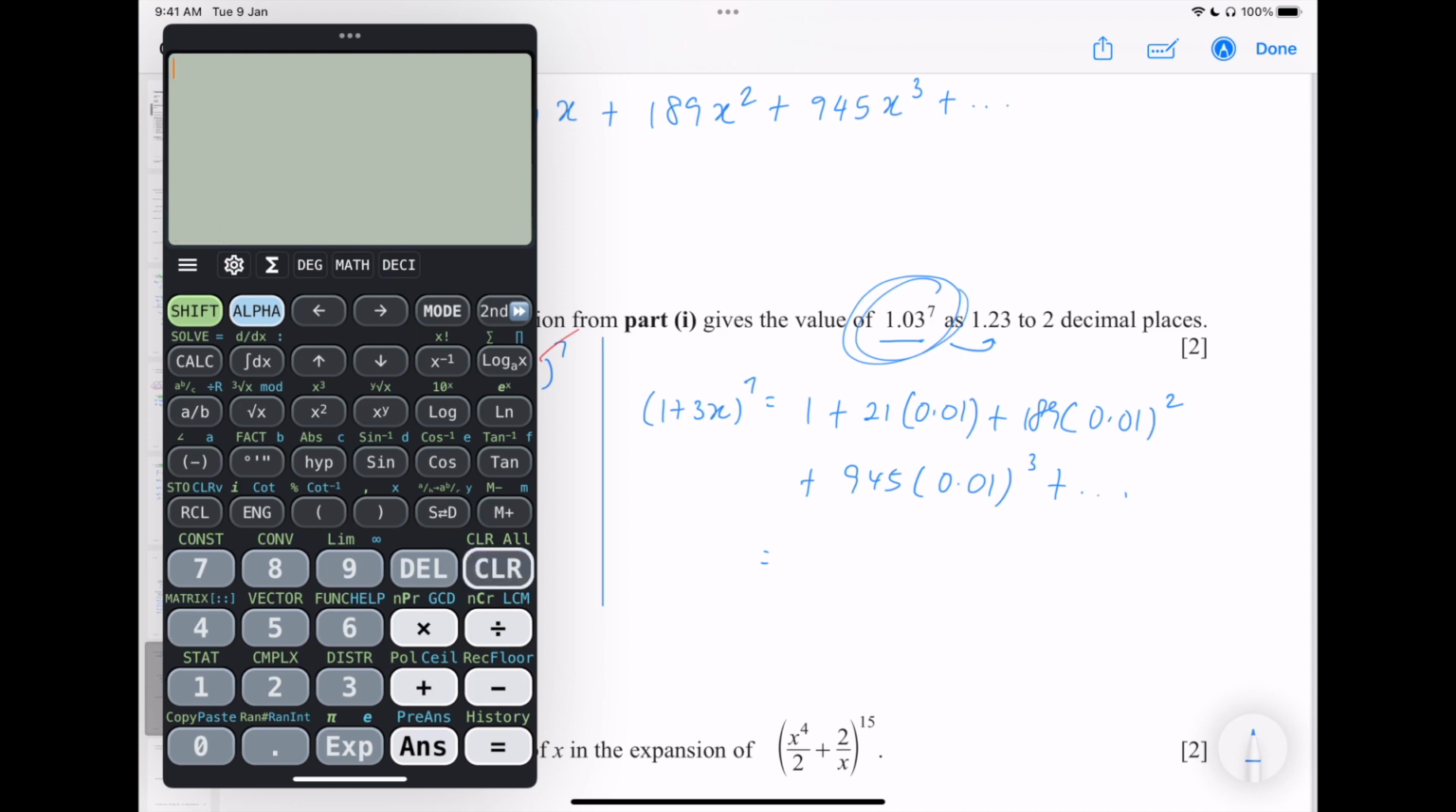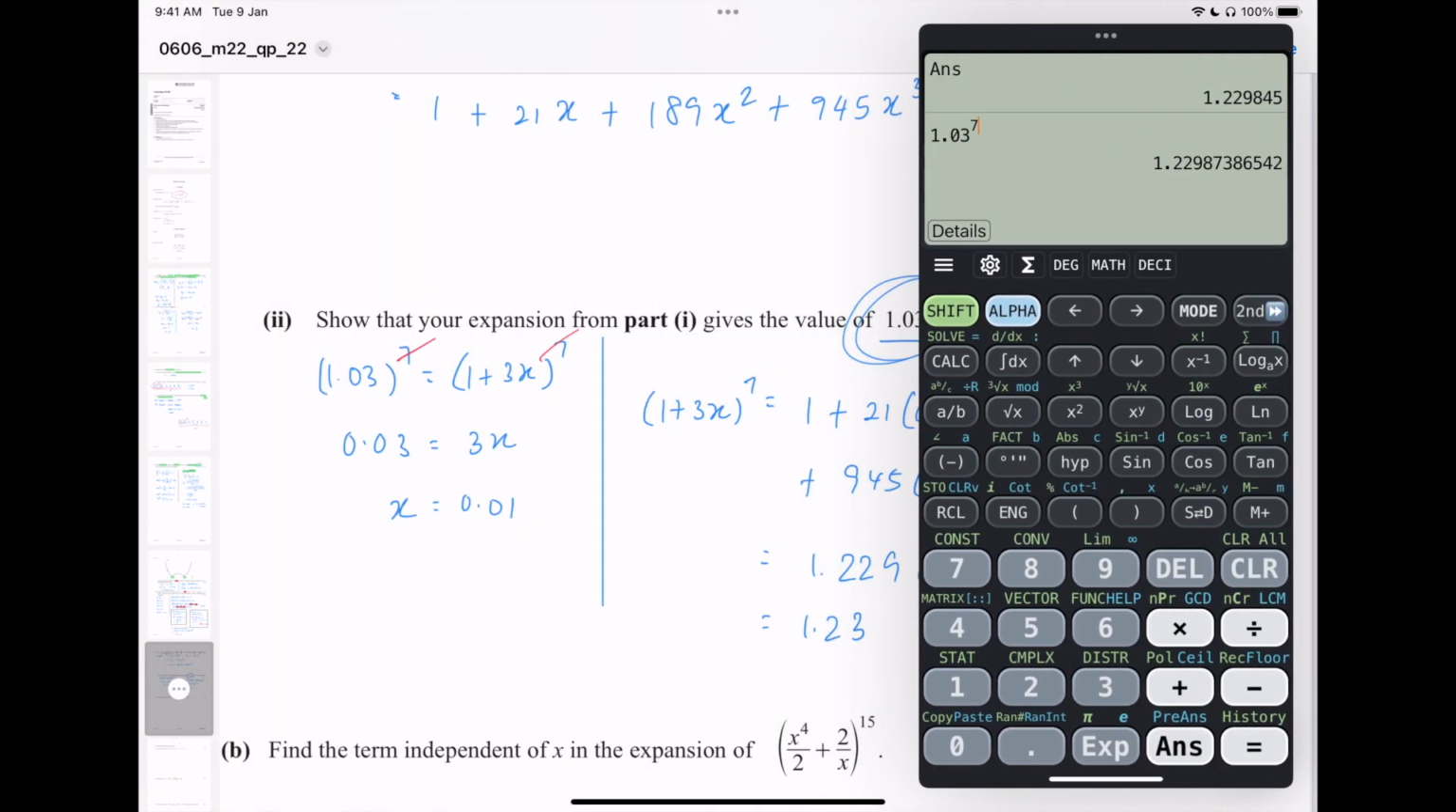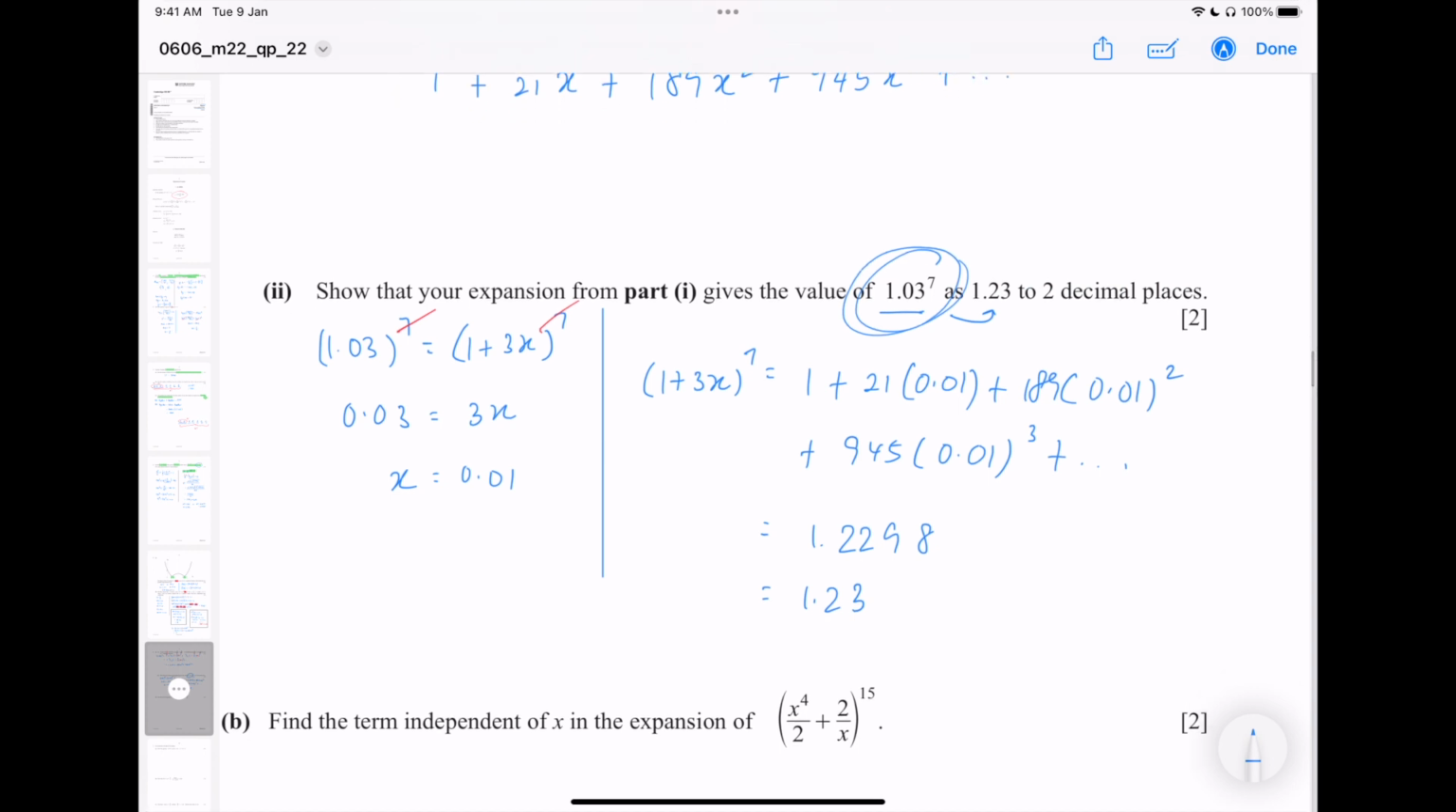Alright, let's see. 1 plus 21x, I'm actually going to type x in here, plus 189x squared, and plus 945x cubed. Oh, cubed. Hold on, cubed. Okay. Calculate with x as 0.01. So you're going to get 1.2298, which simplifies into 1.23. Okay? And you can actually check this. If you type 1.03 power 7, you get almost the same thing. Okay, but of course, because you didn't expand everything, you have fewer decimals. Alright. So I've shown.